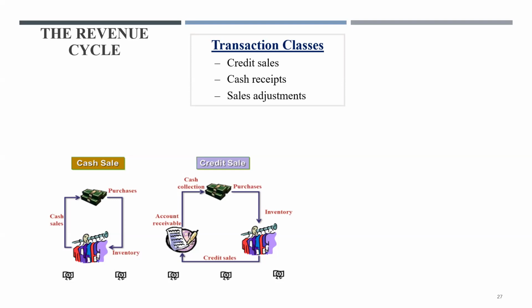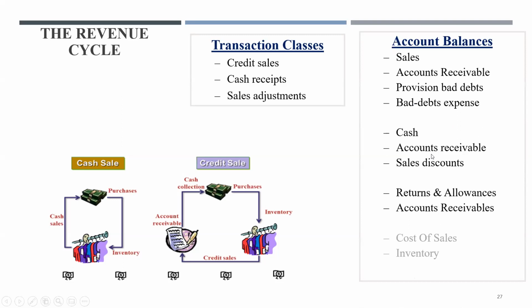Sales return. That means, of course, we buy something, sometimes we don't really want it, we can return that. Maybe discounts will apply also. Yeah, discounts are also possible. Commissions, discounts, etc. Right? So in terms of the accounts relevant to sales, we do have sales, receivables, provision for bad debts.